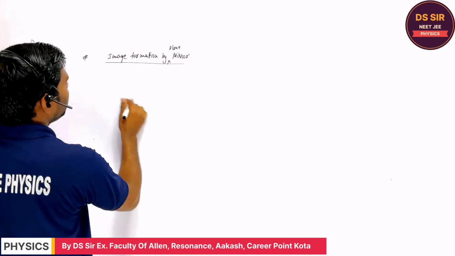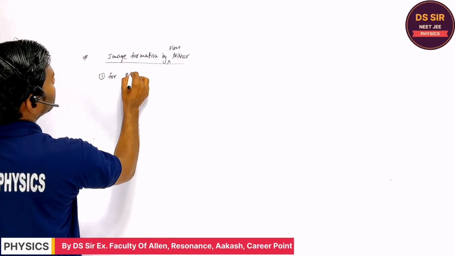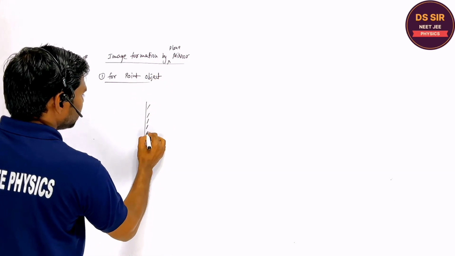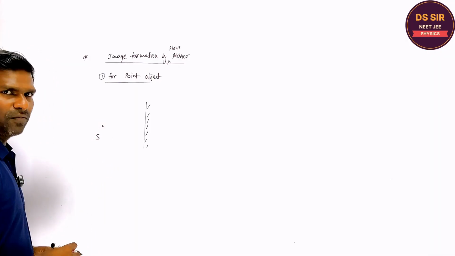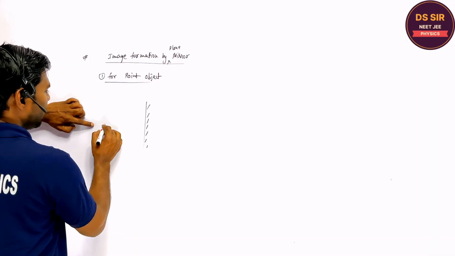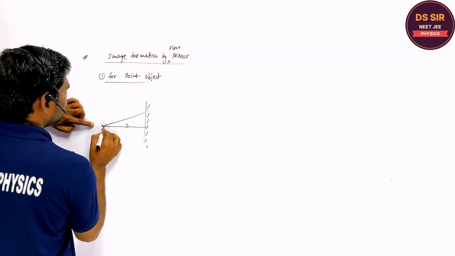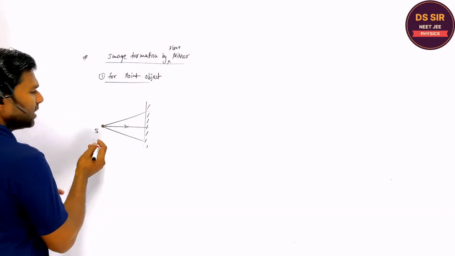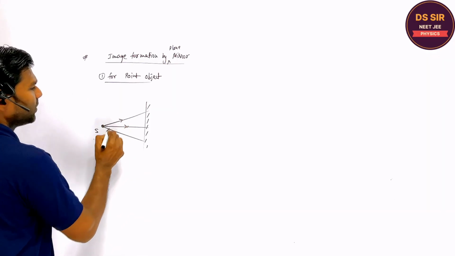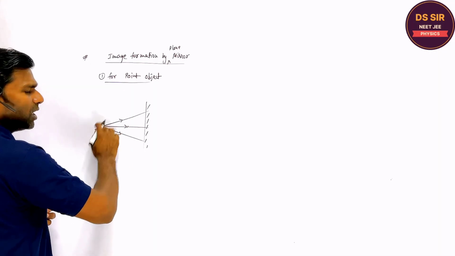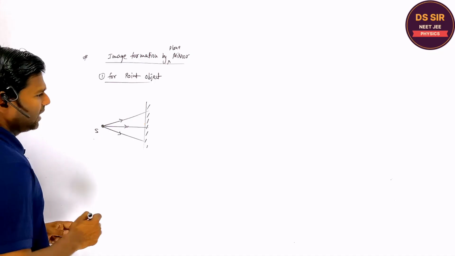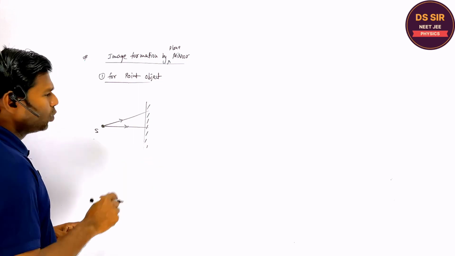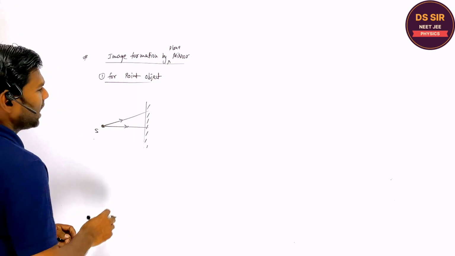So the image formation by plane mirror, first for a point object. What is a point object? Suppose this is the mirror. If a source of light is placed in front of the mirror, and light rays are emerging from it, suppose this is a bulb, then its image is formed behind the mirror. To get the image, a minimum of two rays are required.